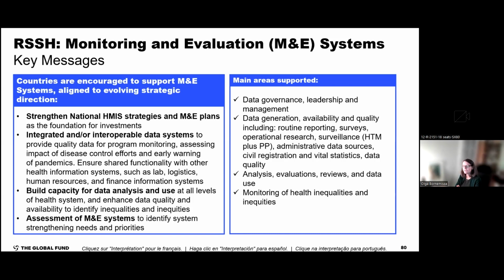And we want to ensure that you are continuing to assess your M&E systems to identify system strengthening needs and priorities. And again, you can see on the right some of the main areas that are supported under the M&E systems. Next slide.